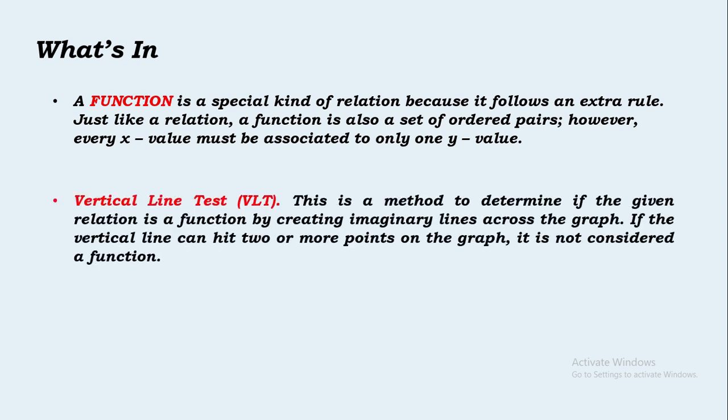Another thing to review is the vertical line test, or VLT. This is a method to determine if the given relation is a function by creating an imaginary line across the graph. If the vertical line can hit two or more points on the graph, it is not considered a function. The vertical line test is used to determine if a given graph is a function or just a mere relation. We simply draw a vertical line across the graph, and if that vertical line crosses the graph at exactly one point, that is considered a function.